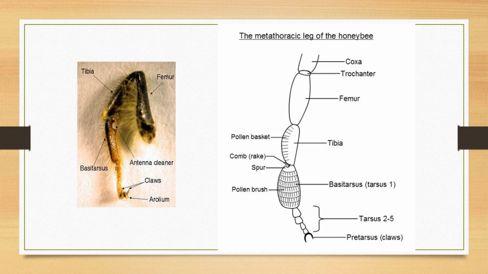Then we can see the hind legs here, with coxa, trochanter, femur, and tibia. The pollen basket can be seen in the tibia, and the basitarsus has the pollen brush, the rows of brushes arranged together for collecting the pollen. So it is the pollen brush, and for storing the pollen temporarily is the pollen basket. The hind legs are modified.